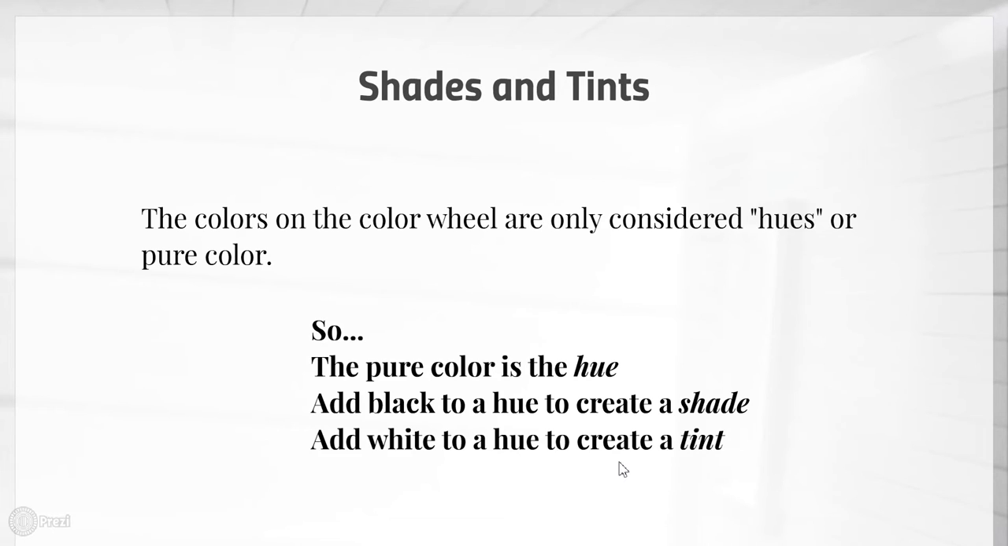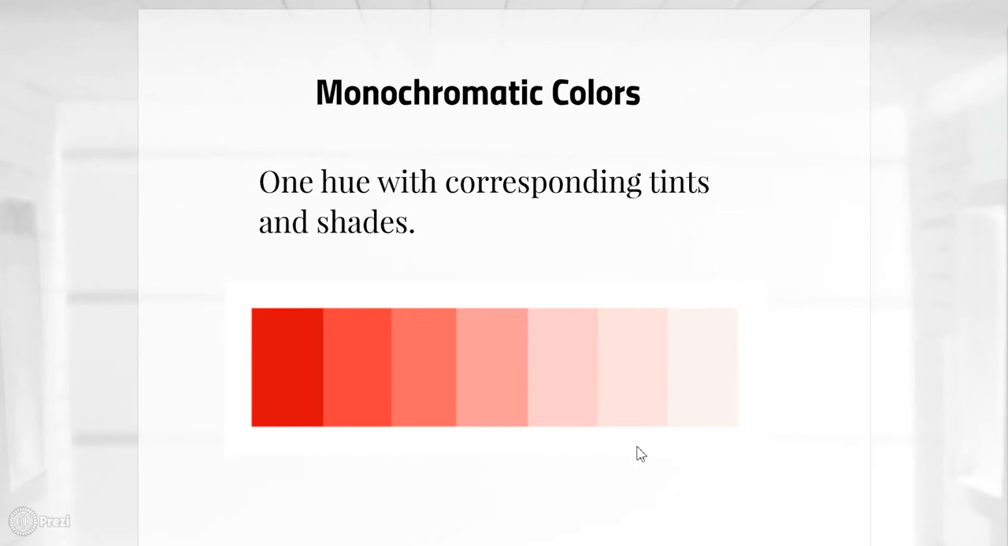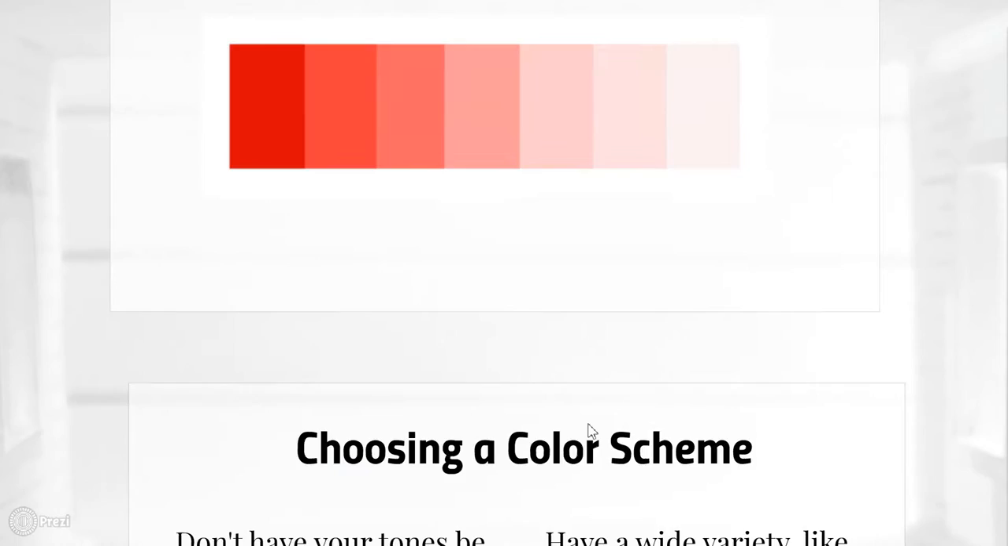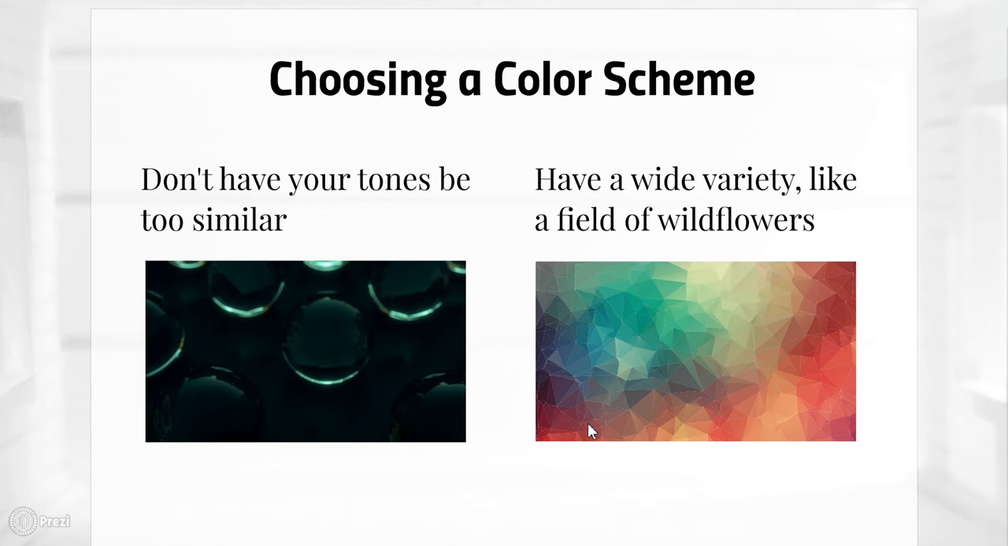If we go to the next slide, monochromatic colors are when you pick one color, one hue or pure color, and you either add white to it to make tints, or add black to make shades. These are all monochromatic colors. This one in particular is when they added white to it to make a tint.